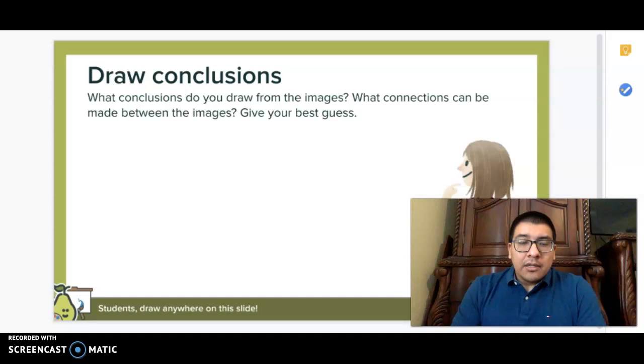Now take about 5 minutes, discuss with your partners, and tell me what conclusions you draw from the images. What connections can be made between these two images? And then I would have maybe 2 or 3 students give me their points of view. What did they conclude?